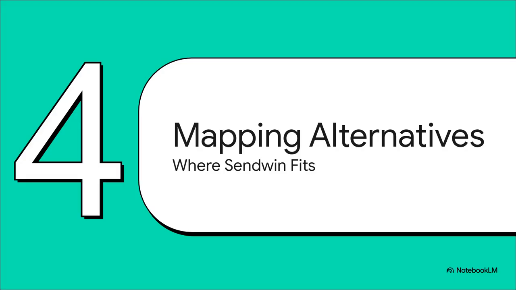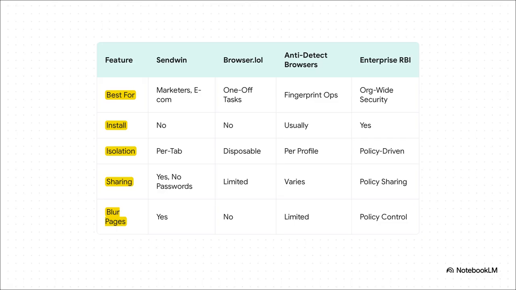Okay, so we know how Sendwin stacks up against a simple tool like Browser.lol. But what about the wider market? Let's zoom out for a second and see where it fits into the bigger picture. This table really clears things up. You've got Browser.lol on one end for those simple, anonymous tasks. Then, way over on the other end, you've got super specialized, often complicated anti-detect browsers or huge enterprise security solutions. Sendwin is built for that sweet spot right in the middle, for the professionals and teams who need serious power and collaboration, but without all the complexity and overhead.